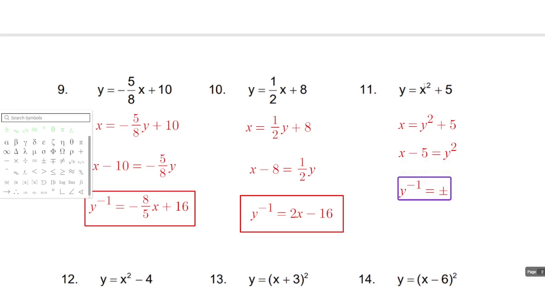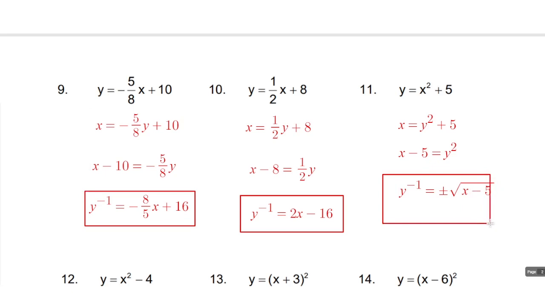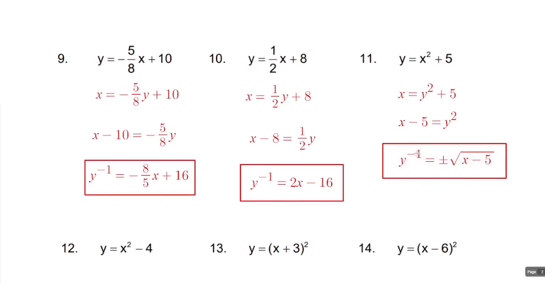And really the inverse here is going to be like a sideways parabola. So yeah, we get plus or minus the square root of x minus 5. The positive piece of this will be the top half of the parabola, and the negative piece will be the bottom half of the parabola, and that's why you need both of these pieces to make the full inverse. But note that this inverse is not a function, and that's because we have this plus or minus business going on.